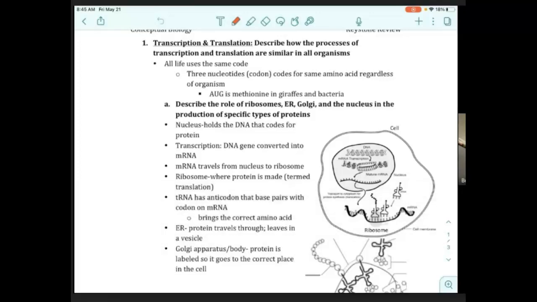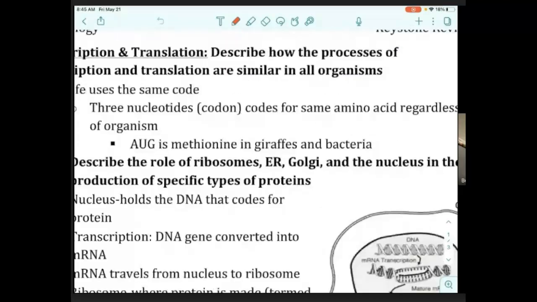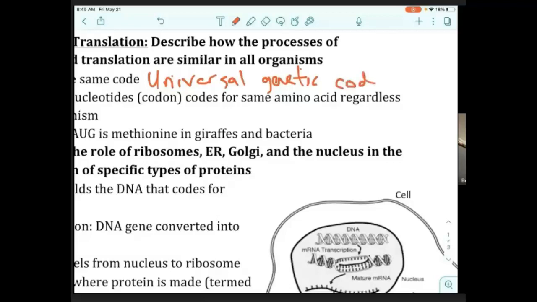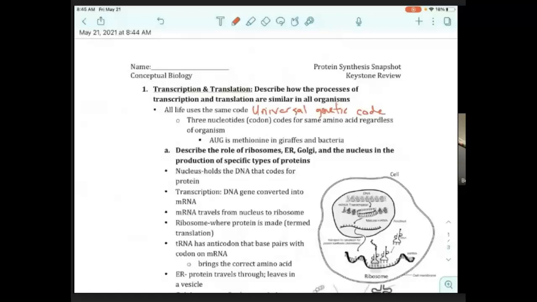makes these proteins. And so first of all, this is what we call the universal genetic code. All life, it doesn't matter whether you're a bacteria or a human or a tree, AUG codes for methionine. Doesn't matter what life form you are, it all uses the same language. Okay?